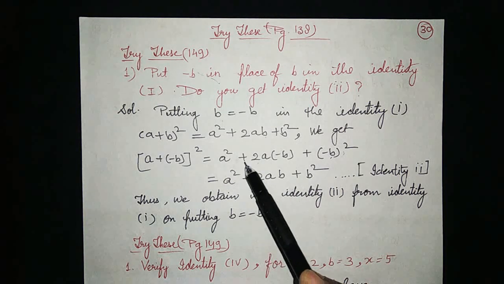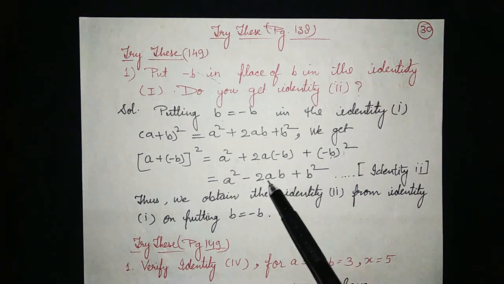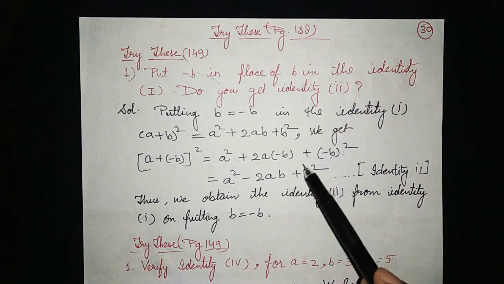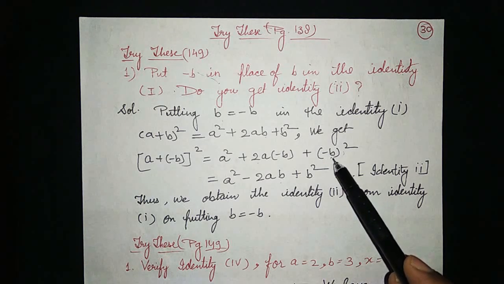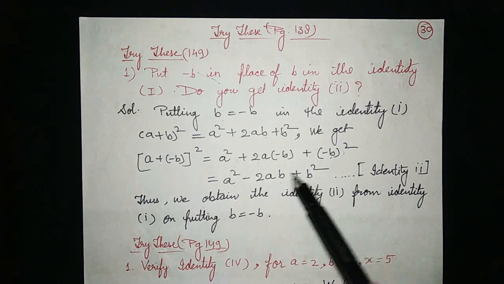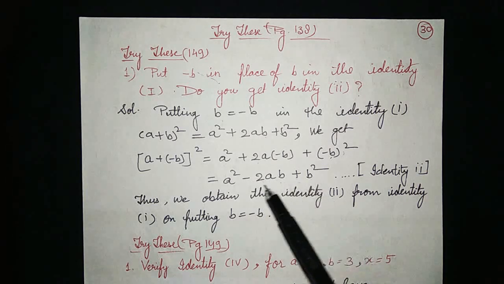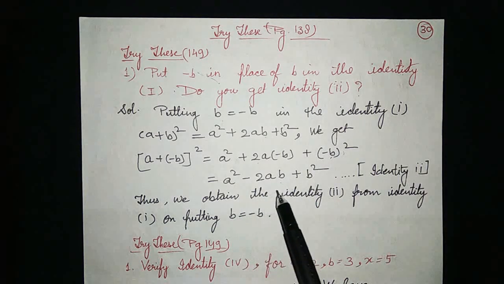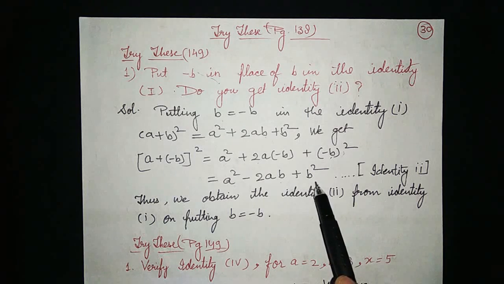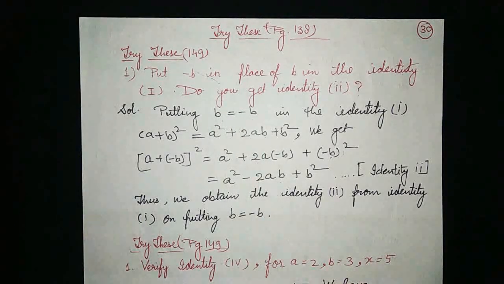A square, this plus and this minus you multiply and you get minus 2ab. Now plus you will write, and if you multiply minus b into minus b, so b square will come, and minus minus you multiply you get plus. So your result will come a square minus 2ab plus b square, and this is the identity second. So you can obtain the identity second from the identity first on putting b is equal to minus b.